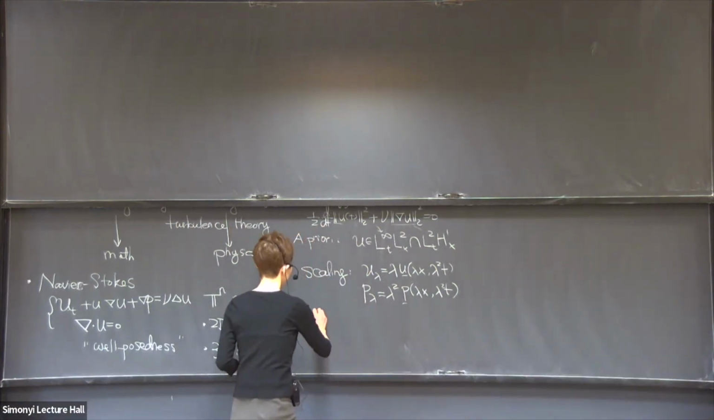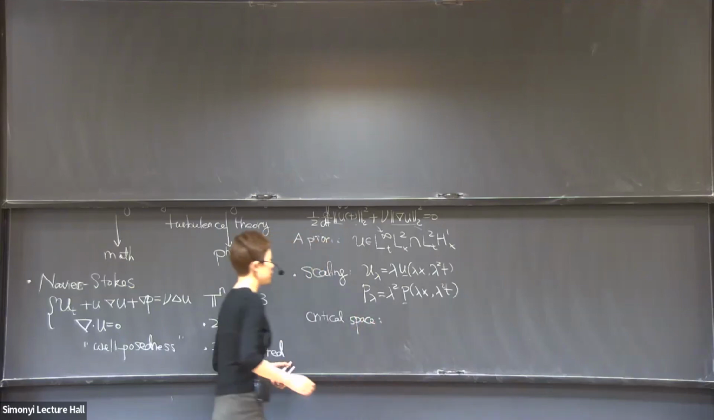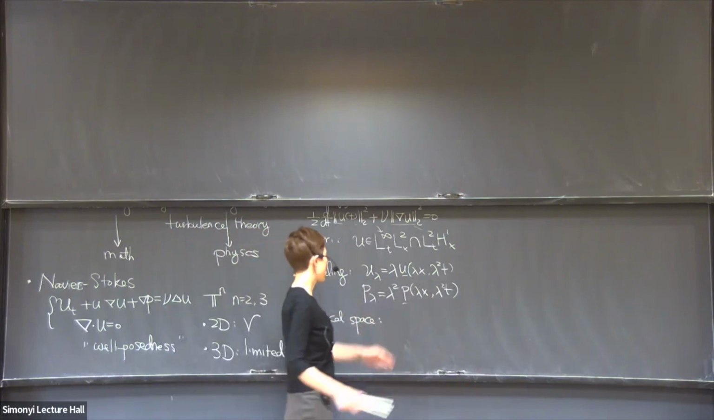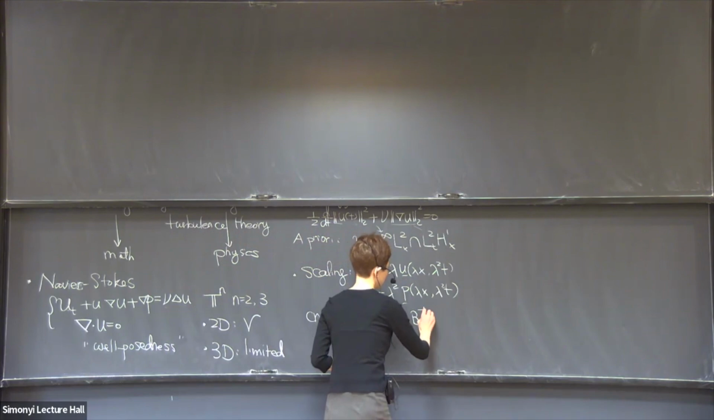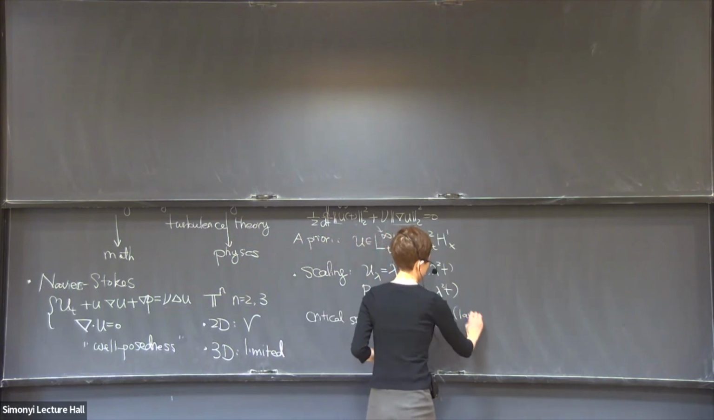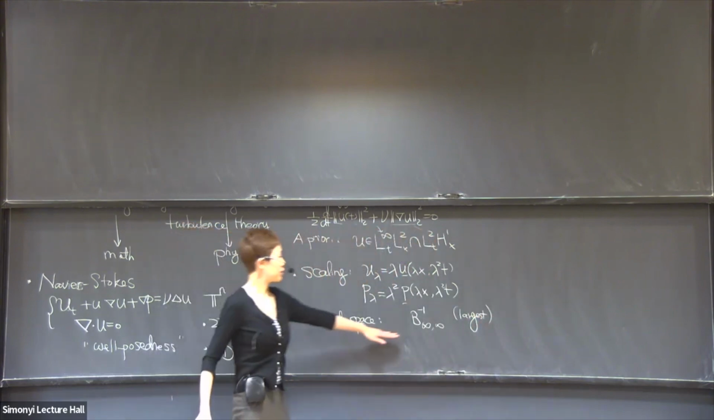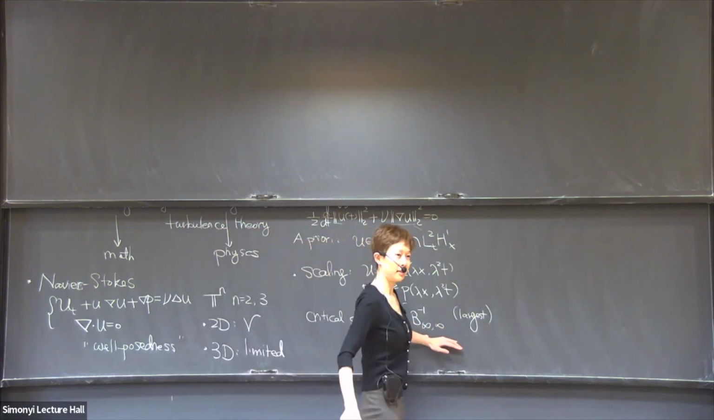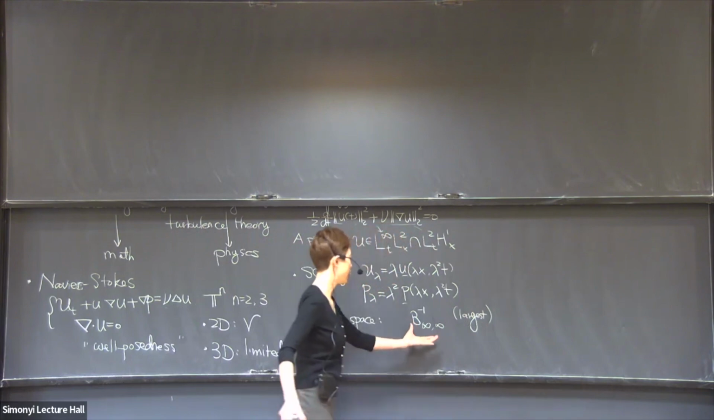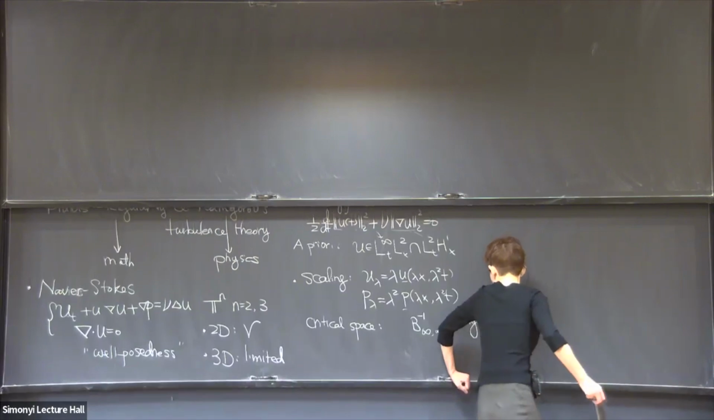So here, right from the scaling, we can get the largest critical space. That's the Besov space. Okay. So that's the largest one. Since we are going to use the concept of Littlewood-Paley theory quite often, I'm going to explain what the Besov space is here. Okay. The norm.